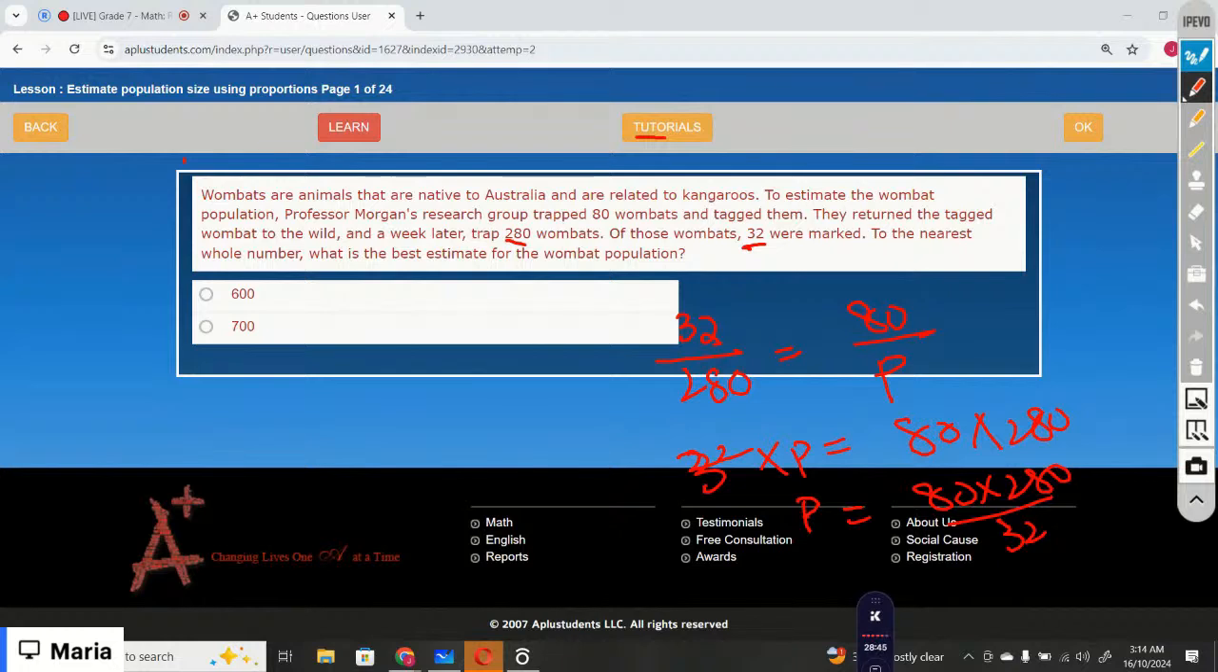80 times 280. The correct option is 700. That means the total population is 700. Option number 2 is the correct option.